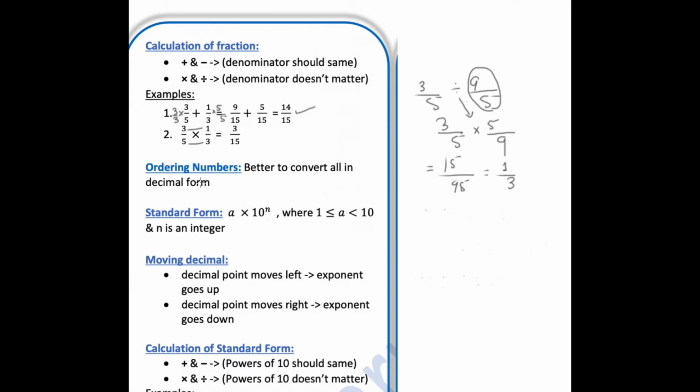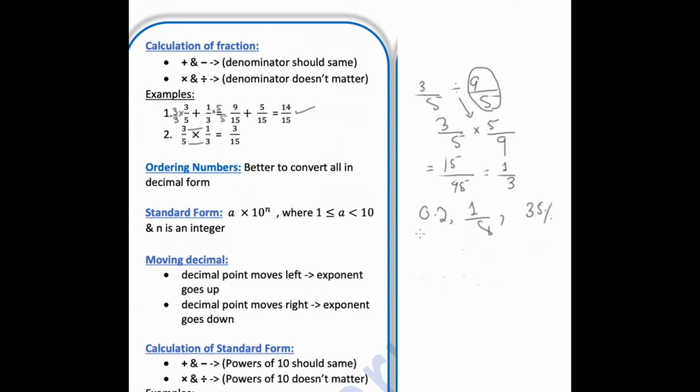And then ordering numbers. In this you will get mixed types of numbers. They might give you percentages, fractions and decimals together. Whenever you are going to order them, they all should be in the same form. You could convert all of them into percentage or decimal or fractions, but I would suggest it's better to convert all into decimal form. So let's suppose we have 3 numbers. One is 0.2 and the other one is 1 divided by 8. And here is 35%. You have to order them in ascending order.